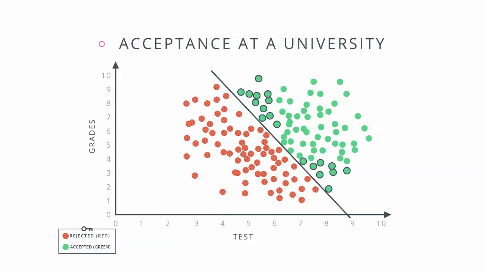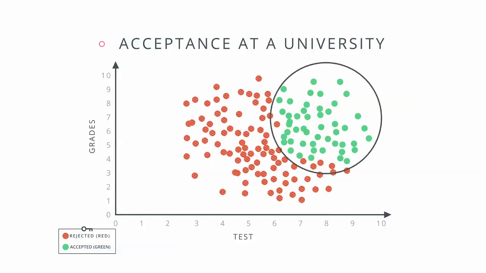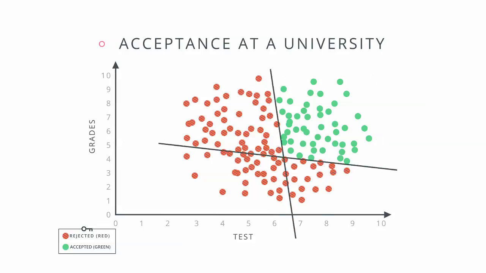Maybe the real data should look more like this, where these students who got a low test score or low grades still do not get accepted. So it seems that a line won't cut it anymore. What's the next thing after a line? Maybe a circle? A circle could work. Maybe 2 lines? That could work too. Let's go with that. Let's go with 2 lines.